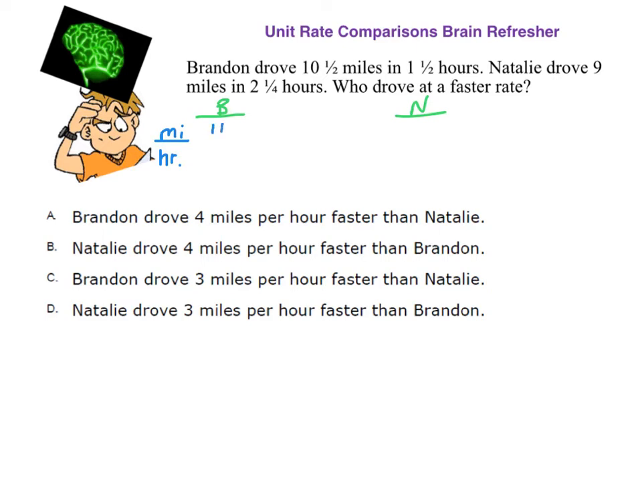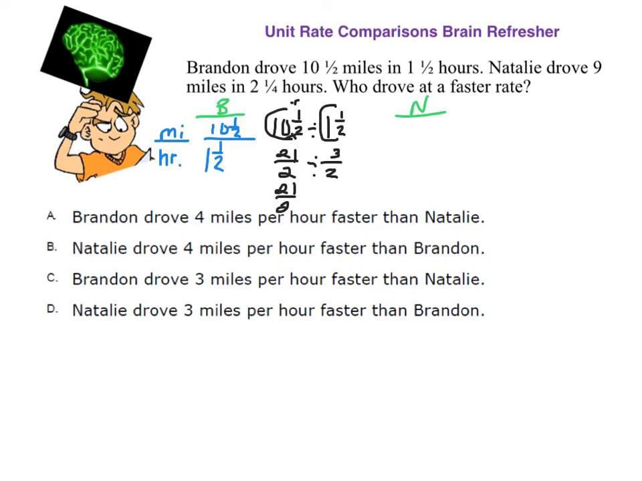So Brandon drove 10.5 miles in 1.5 hours. So now I need to divide this out. 10 1/2, again, all by hand, by 1 1/2. Always convert when we're dividing mixed numbers to improper fractions. So 10 times 2 is 20, plus 1 is 21/2, divided by 3/2.